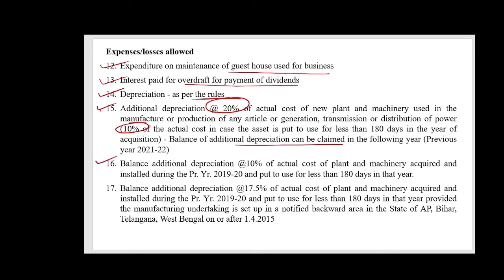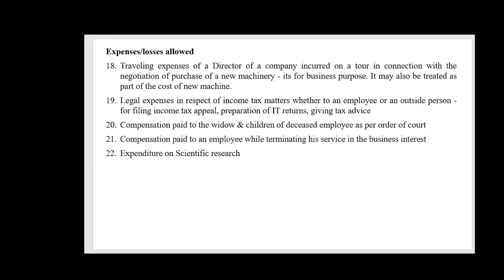Then balance additional depreciation at the rate of 10% of actual cost of plant and machinery acquired and installed during the previous year and put to use for less than 180 days in that year. And balance additional depreciation at the rate of 17.5% of actual cost of plant and machinery acquired and installed during the previous year and put to use for less than 180 days in that previous year, provided the manufacturing undertaking is set up in a notified backward area in the states of Andhra Pradesh, Bihar, Telangana, West Bengal on or after 1st April 2015.